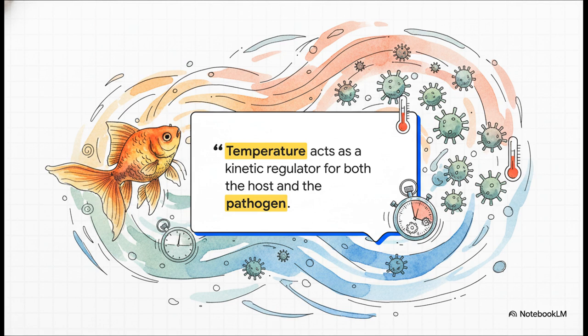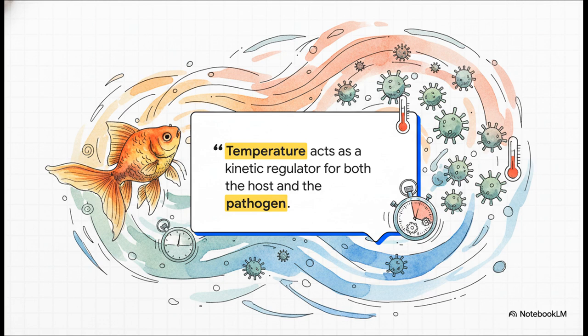Well, warmer water speeds up a goldfish's metabolism, which is great for digestion. But simultaneously, warmer water hyper-accelerates pathogen replication. It's a high-stakes biological foot race. For example, the parasite that causes ick can complete its life cycle in 4 weeks at 21 degrees Celsius, but bump that to 26 degrees, it finishes it in just 5 days.